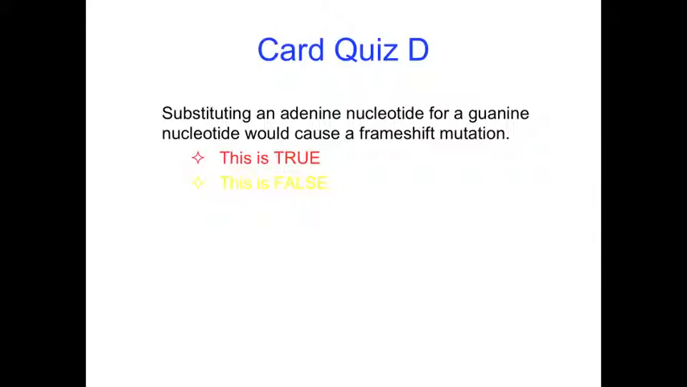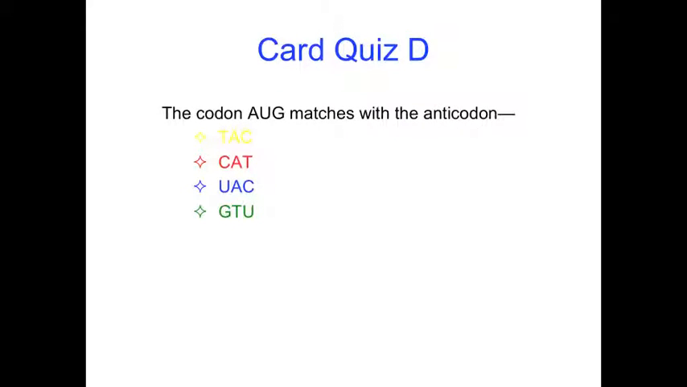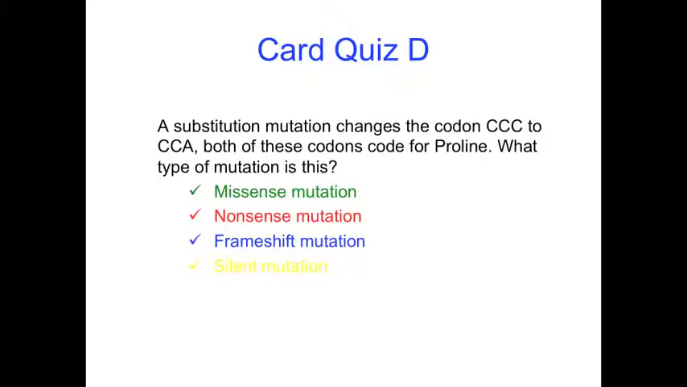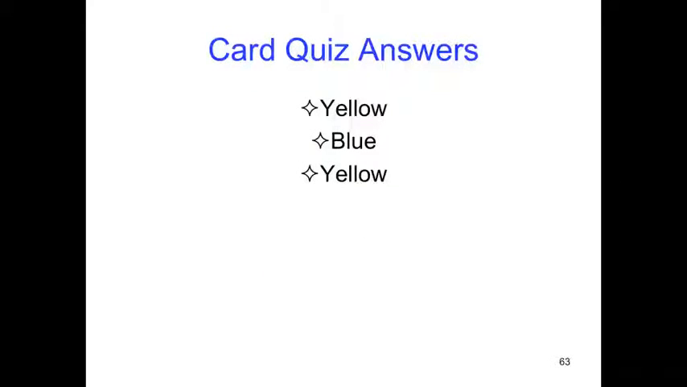Substituting an adenine nucleotide for a guanine nucleotide would cause a frameshift mutation. Is this true or false? A codon AUG matches with which anticodon? A substitution mutation changes the codon CCC to CCA. Both of these codons code for proline. What type of mutation is this? Here are your answers.